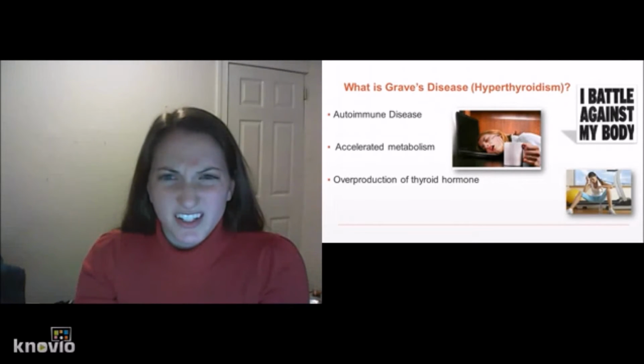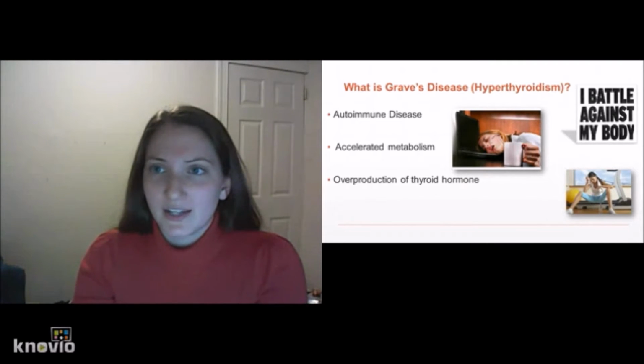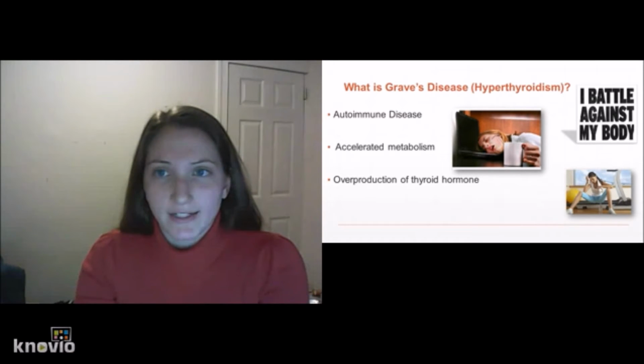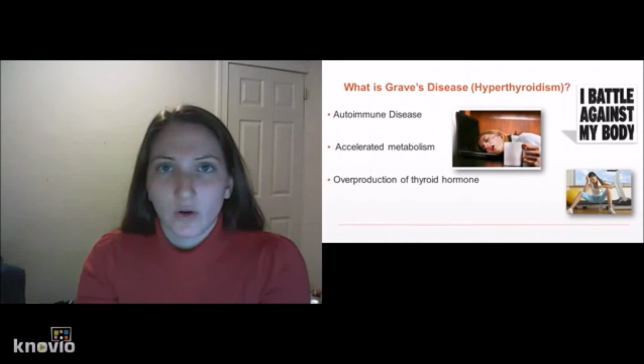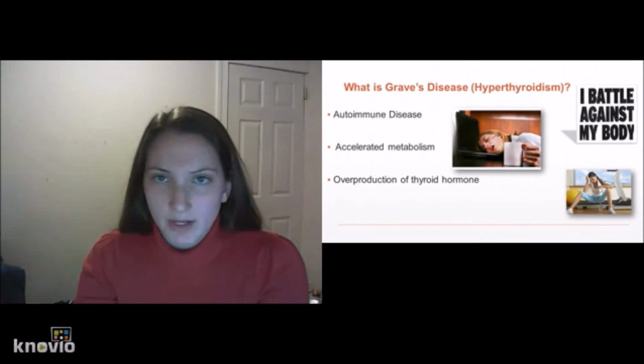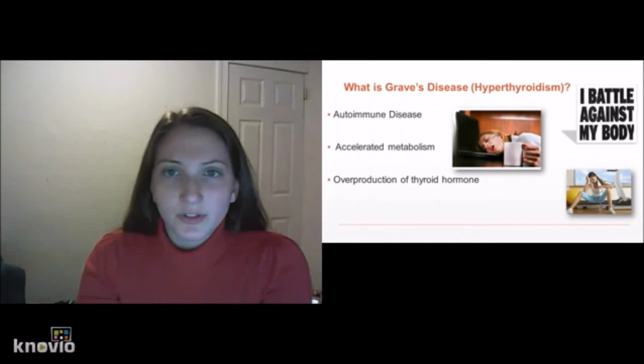So what is Graves' disease? Graves' disease is an autoimmune disease where your immune system attacks your thyroid. The disorder causes the gland to become overactive and produce excessive amounts of thyroid hormone. Thyroid hormone increases basal metabolic rate in most tissues and organ systems in the body. When the thyroid produces more thyroid hormone than the body needs, this is called hyperthyroidism.